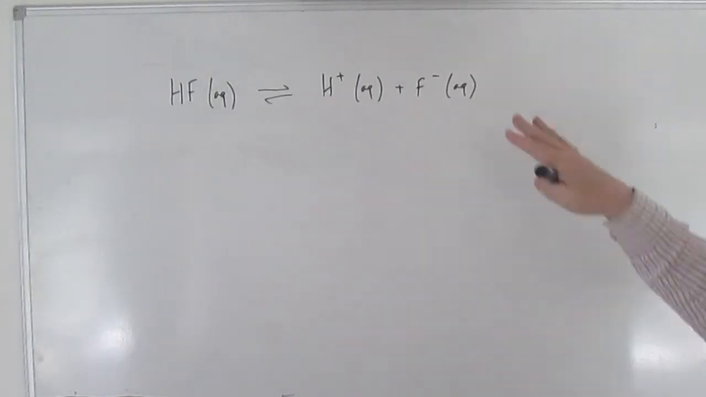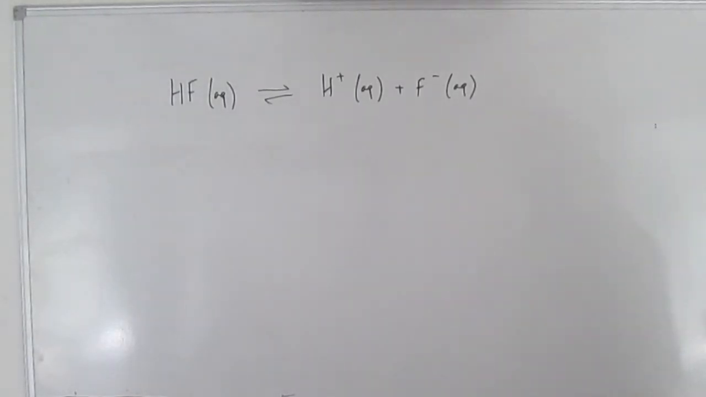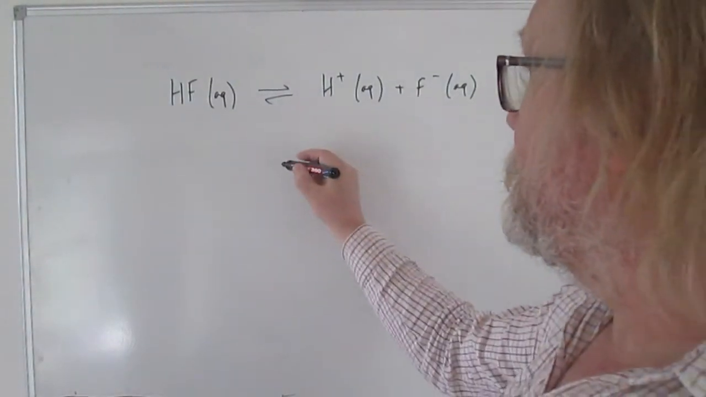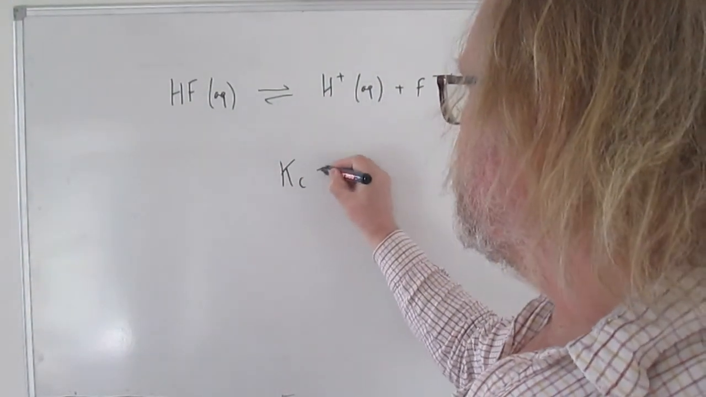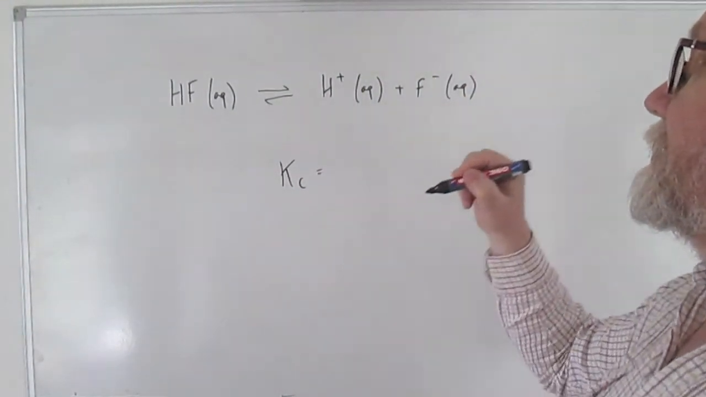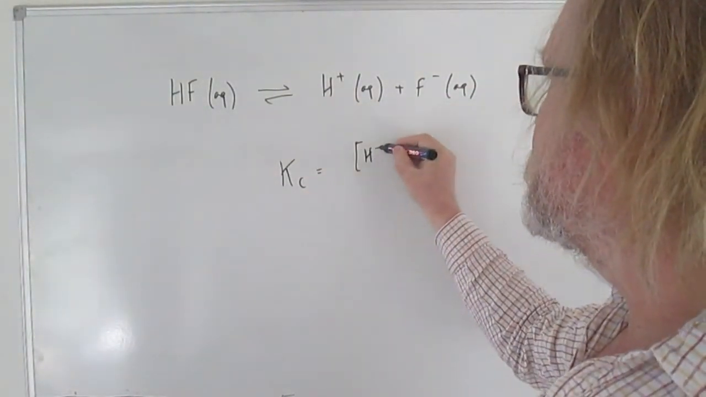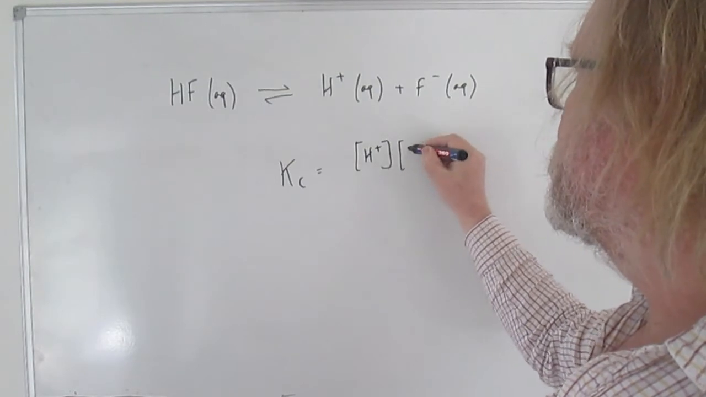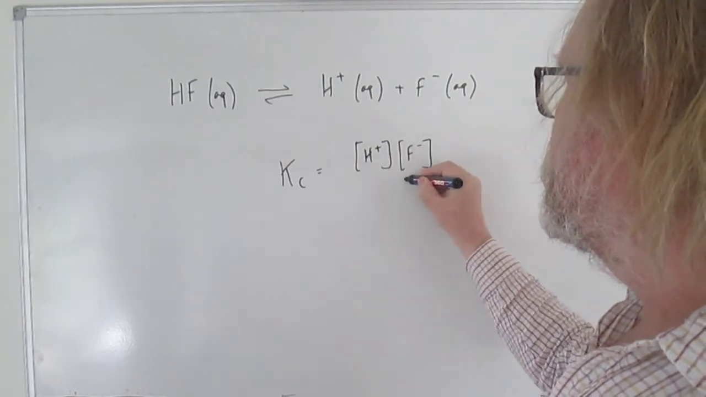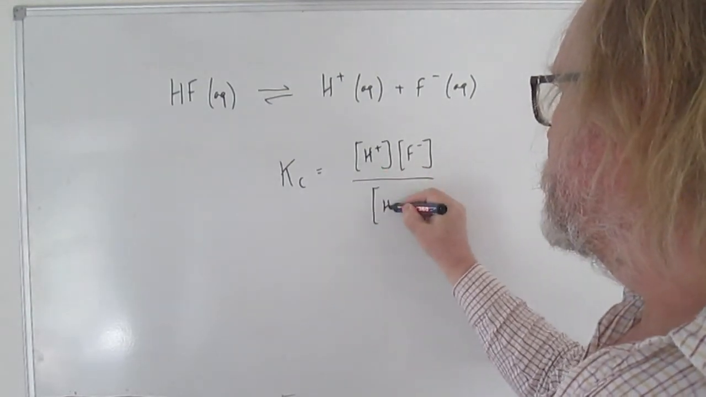So we can pursue this using our HF example and just think, well, this is just an equilibrium in solution, so the obvious thing to do is to define an equilibrium constant, Kc, in the normal way. So these things are on the right, so they go on the top. So H+ times F- goes on the top, divided by HF on the bottom.